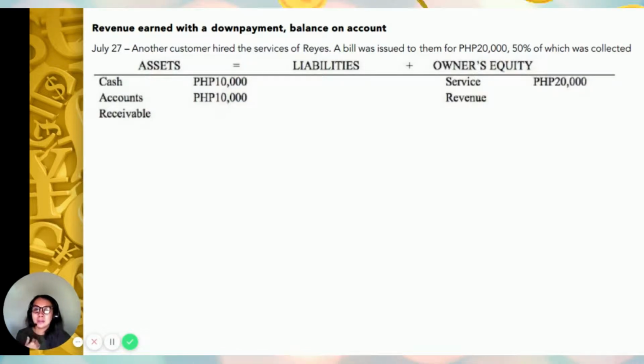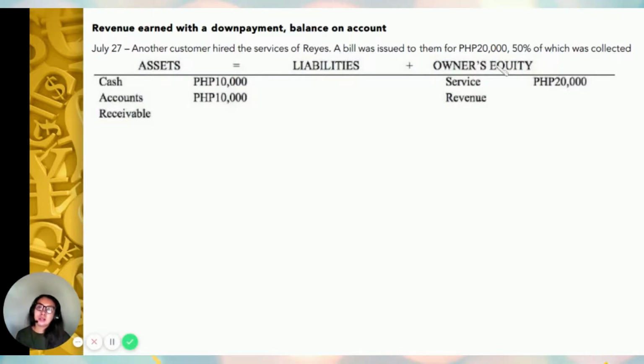That means the business received 10,000 cash. So cash of 10,000. And then 50% was collected. That means 50% is still receivable. So that means we have accounts receivable amounting to 10,000. So 10,000 down payment and then 10,000 receivable. Receivable is equivalent to 20,000, which is the amount of the bill.